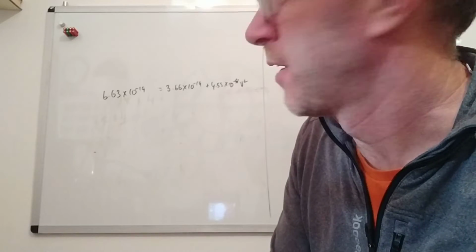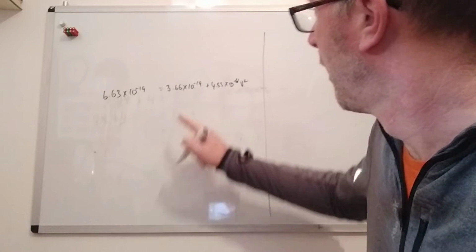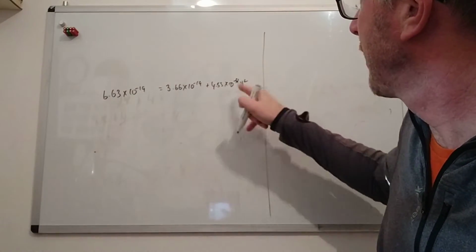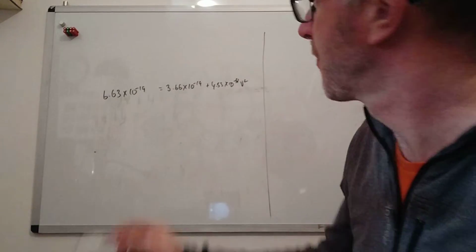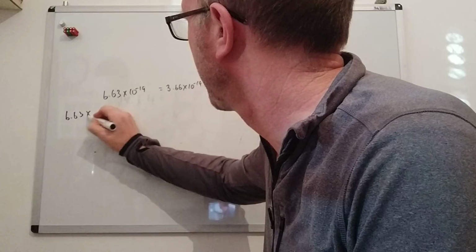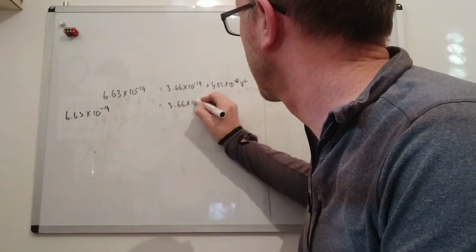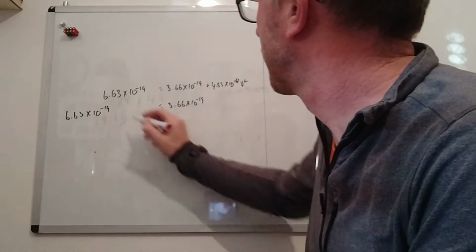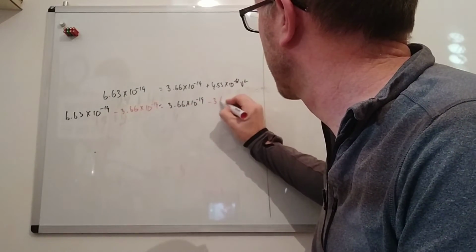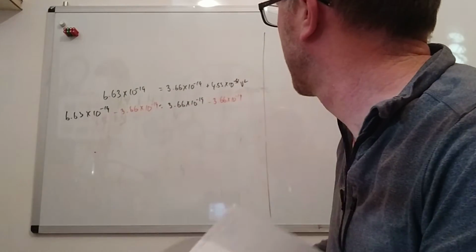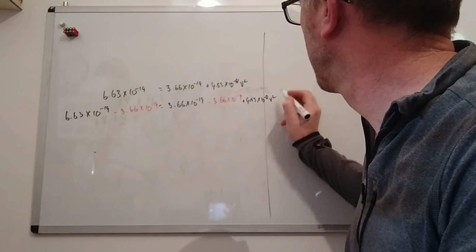Right, so going from first principles, doing it the proper way. The problem I have here is that this number is adding to the v squared. I want v squared on its own, so I'm going to have to subtract it from both sides. So 6.63 by 10 to the minus 19 equals 3.66 by 10 to the minus 19 plus 4.55 by 10 to the minus 31 v squared, and I put in two subtractions of 3.66 by 10 to the minus 19.